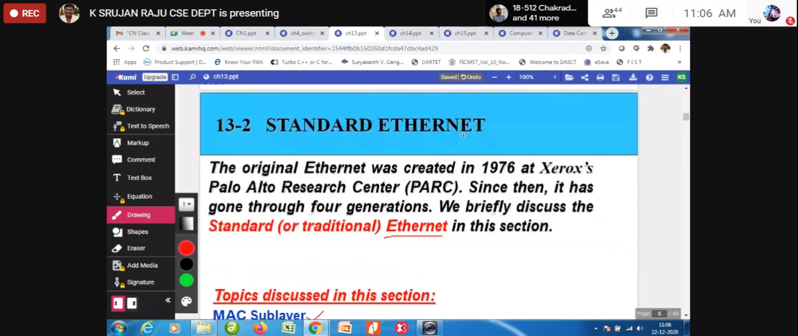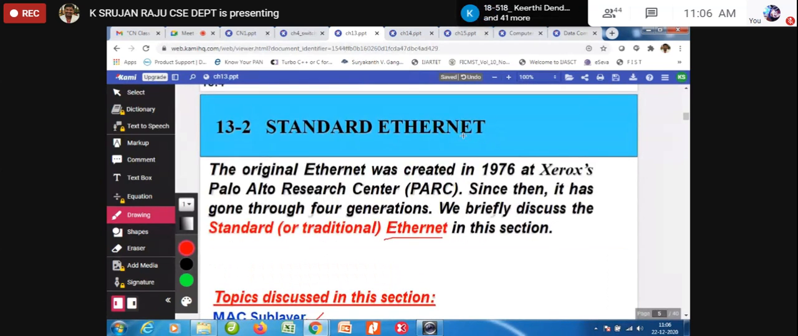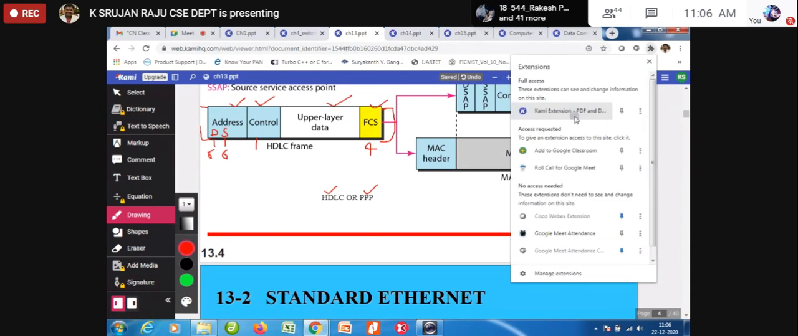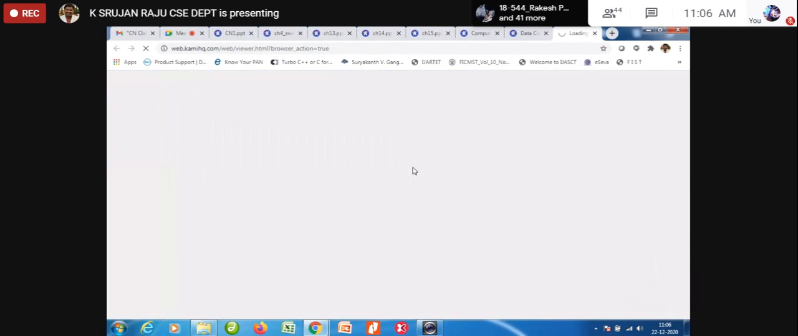This protocol comes in two variations, as we discussed yesterday: one is HDLC and the other is the point-to-point protocol, PPP. I have already shown you how these work in the previous class. Now let me open that. Okay, one minute.